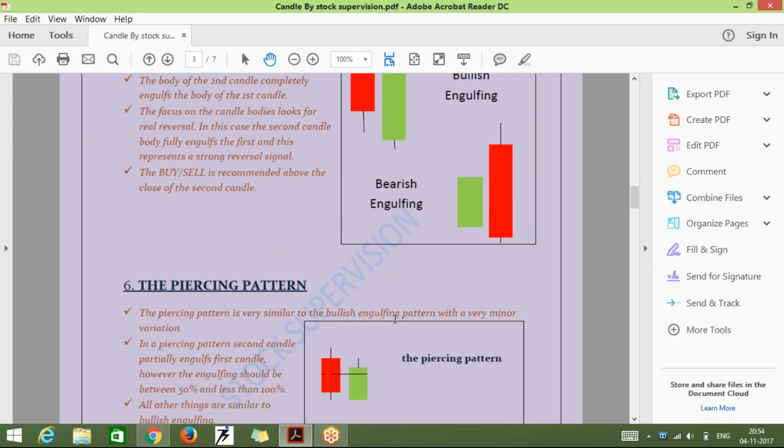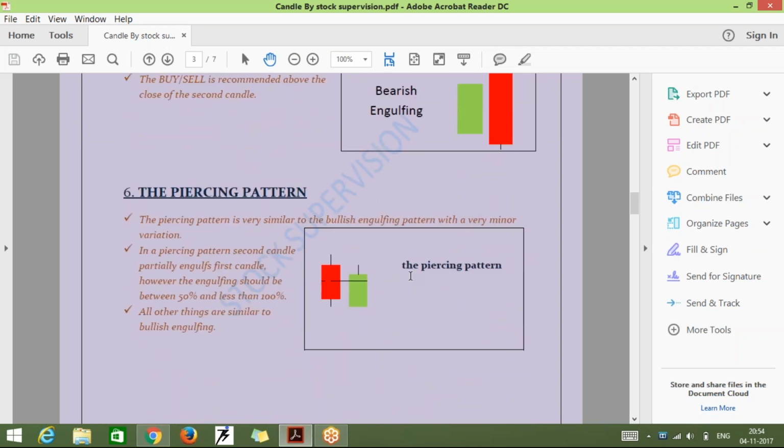Then coming to the piercing pattern. The piercing pattern is very similar to the bullish engulfing pattern with a very minor variation. That is what exactly I was saying. In the piercing pattern, the second candle partially engulfs the first candle.